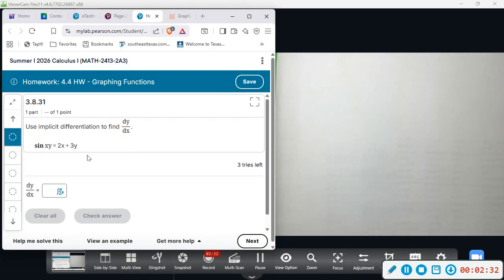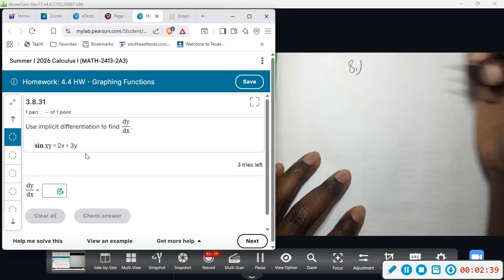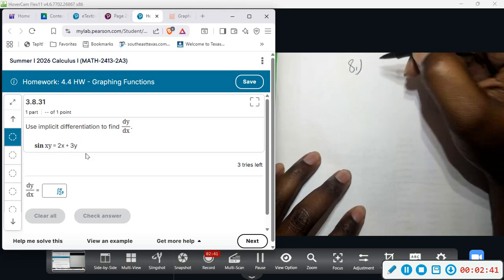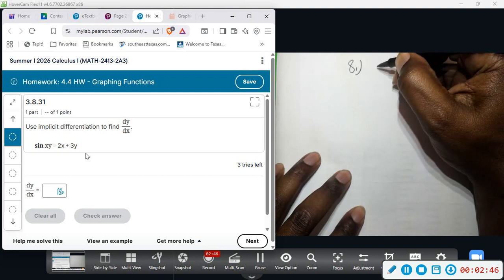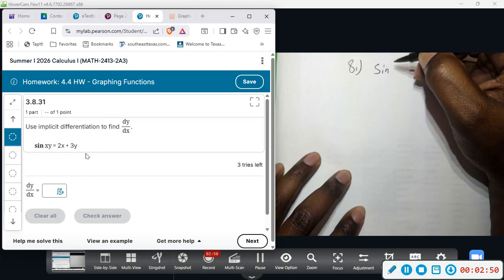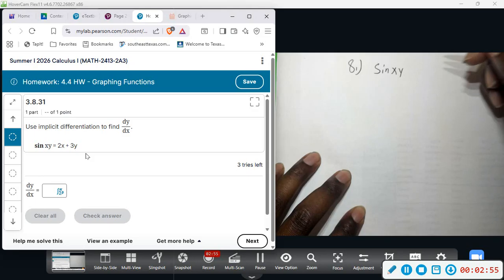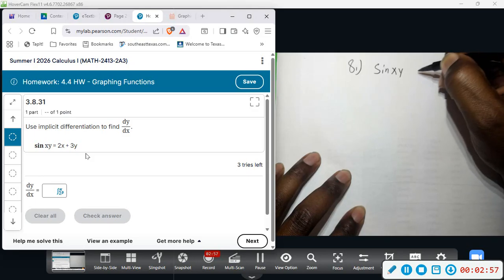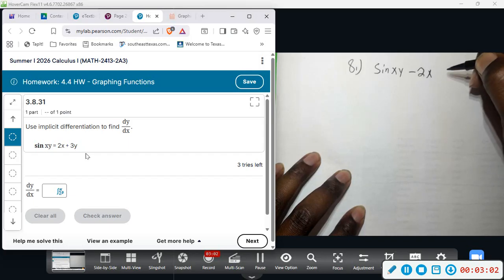This one is a review, wants us to use implicit differentiation. All right, so number 8. All right, so there's 2 ways we can do it. I want you guys to pick up on the shortcut. So the shortcut is I'm going to move everything to one side. So I'm going to say sine of xy. And I'm going to subtract the 2x, move it over. So this is -2x. And then -3y equals 0.